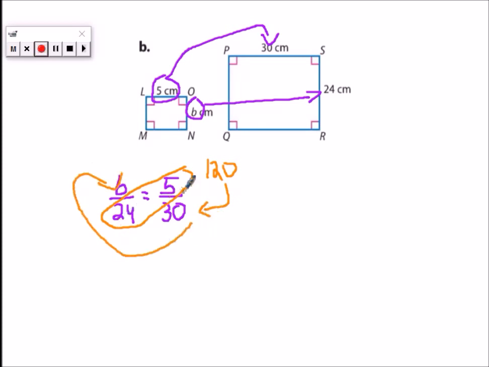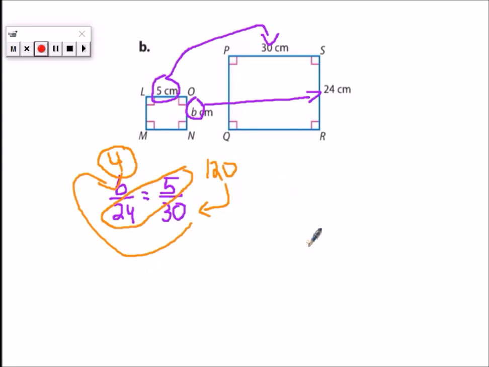So 24 times 5 is 120, and 120 divided by 30 is actually 4. I know I'm doing a little bit of mental math, so if you're not able to do it like that, just do it on the side. But right now, trust me, 120 divided by 30 is 4. That's the way that we need to learn to do it.